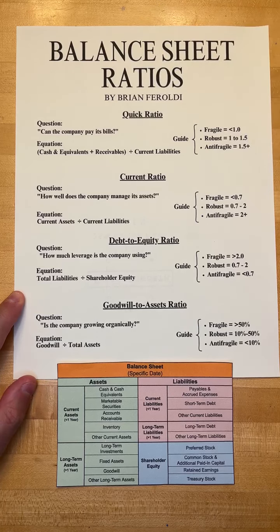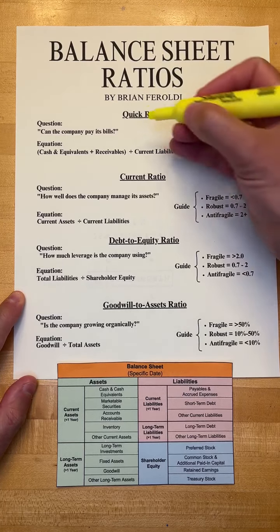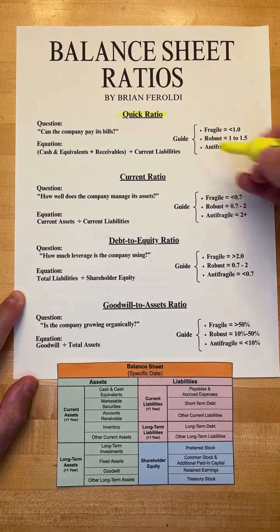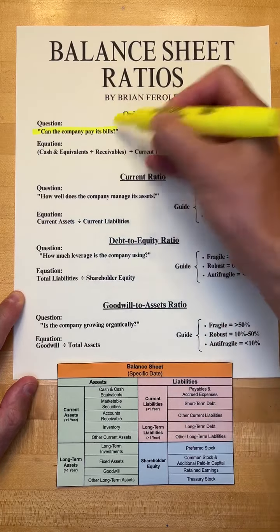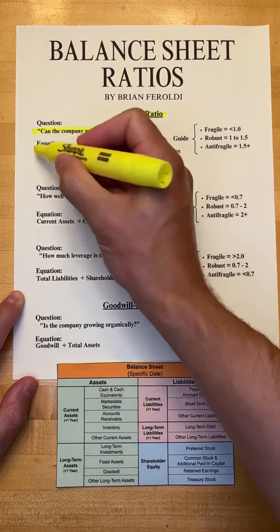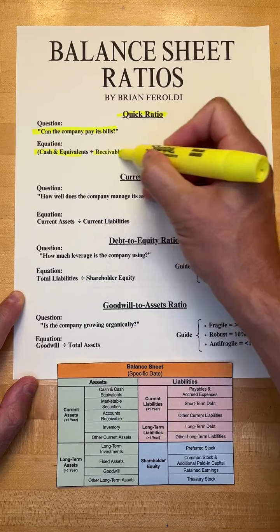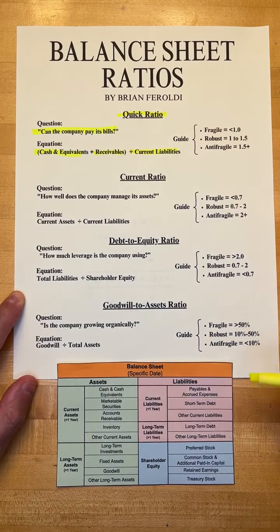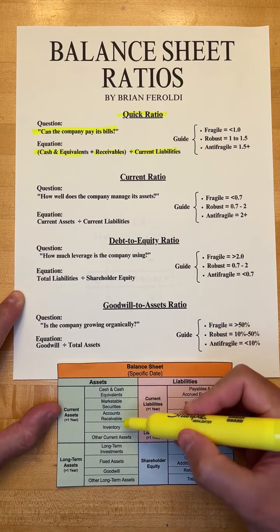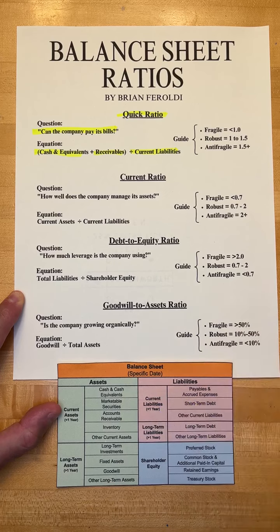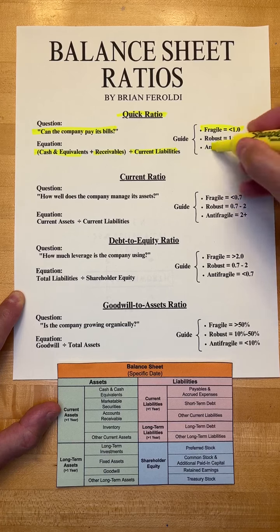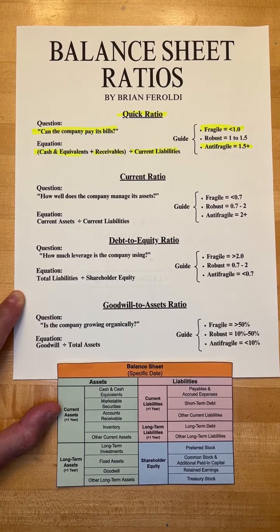Balance sheet ratios every investor should know. First is the quick ratio. This answers the question, can the company pay its bills? The equation here is cash and equivalents plus receivables divided by current liabilities. If this number is below 1, that means the business is fragile. If this number is above 1.5, that's a really good sign for investors.